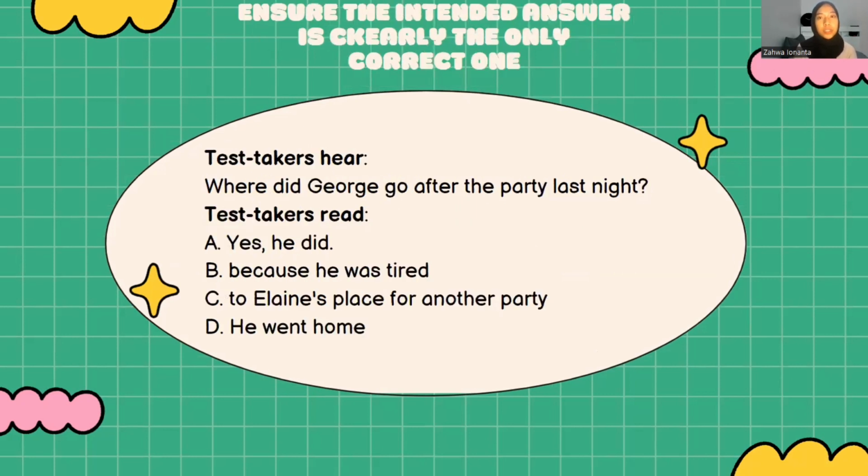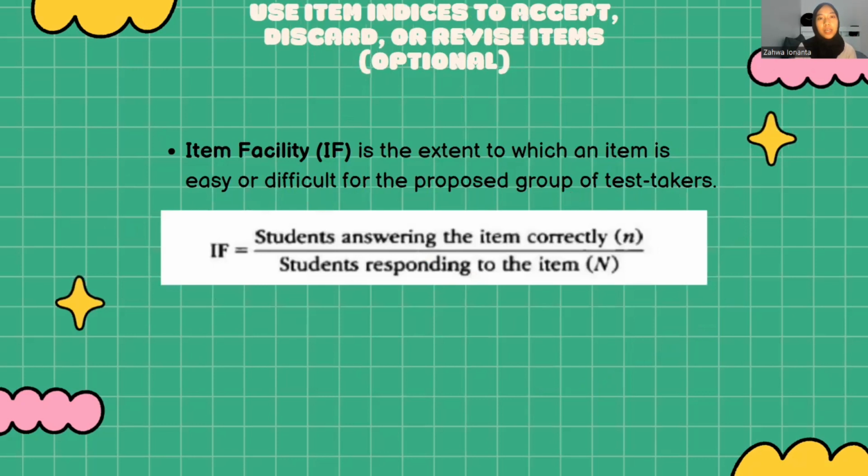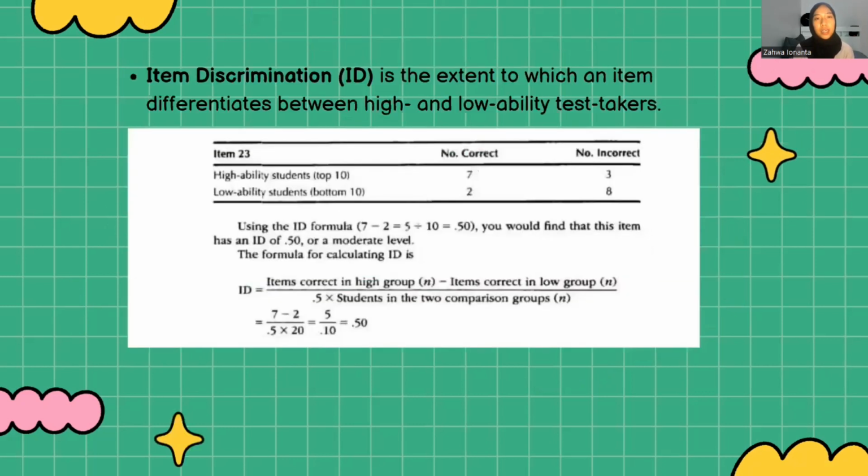Next, ensure the intended answer is correctly the only correct one. This is a possible answer. And then use item indices to accept, discard, or revise items. This is optional. This is item facility. This is the formula. You can see it on this page. And then this is item discrimination. You can see it on this page too.